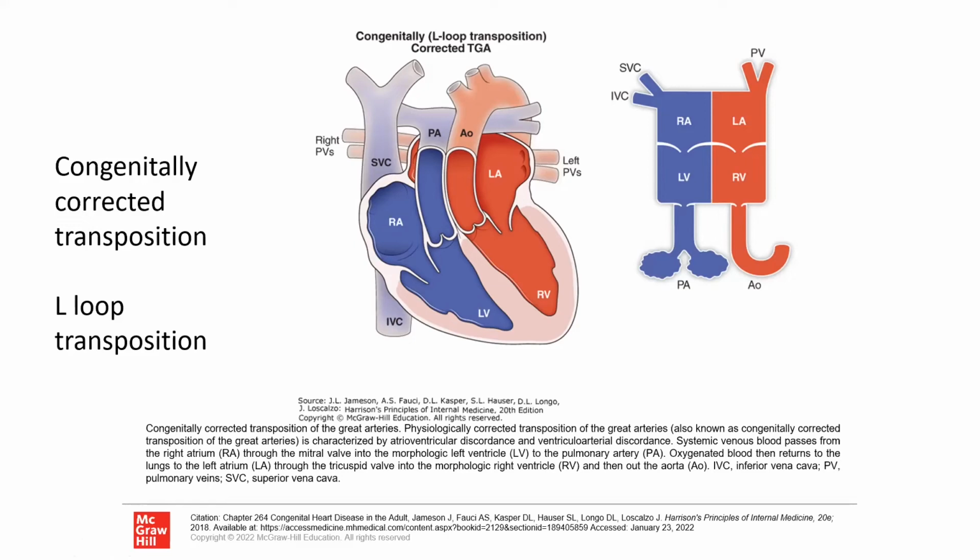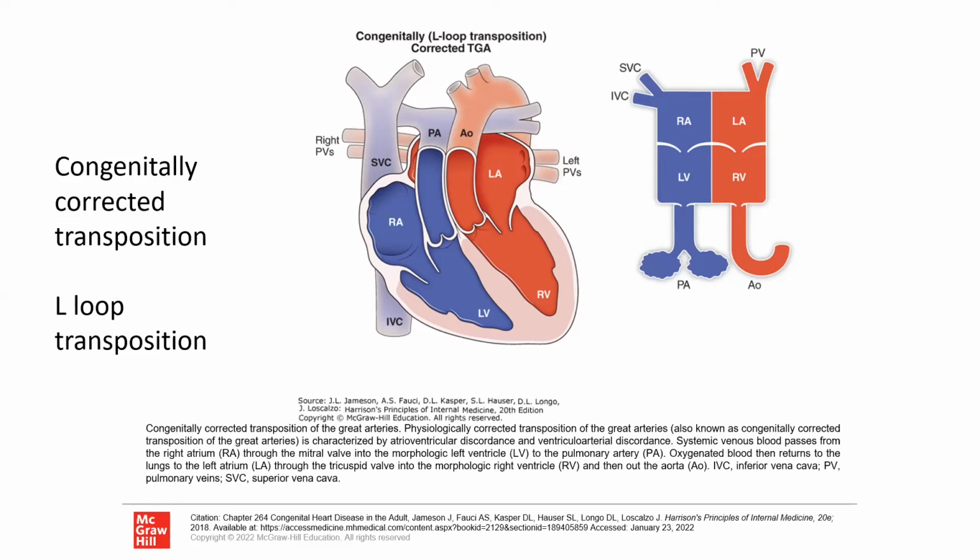So this kind of a person can survive till adulthood because you're connecting the RA to the LV, but going into the pulmonary artery. Similarly, you're connecting the LA to the RV, but going to the aorta. So you're still having some amount of good blood going from the LA to the aorta and the bad blood going from the RA to the pulmonary artery. So you're still okay with it. So this is called congenitally corrected transposition, which is the only cyanotic congenital heart disease that you can see survived in adulthood. This is called the L-loop transposition.